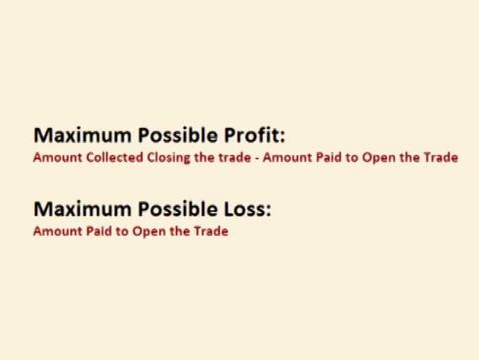If the trader ends the trade by closing both options at the same time, his maximum possible profit is the difference between the amount he collects closing the trade and the amount he paid to open the trade. His maximum possible loss is the amount he pays to open the trade. So that is the long calendar spread.